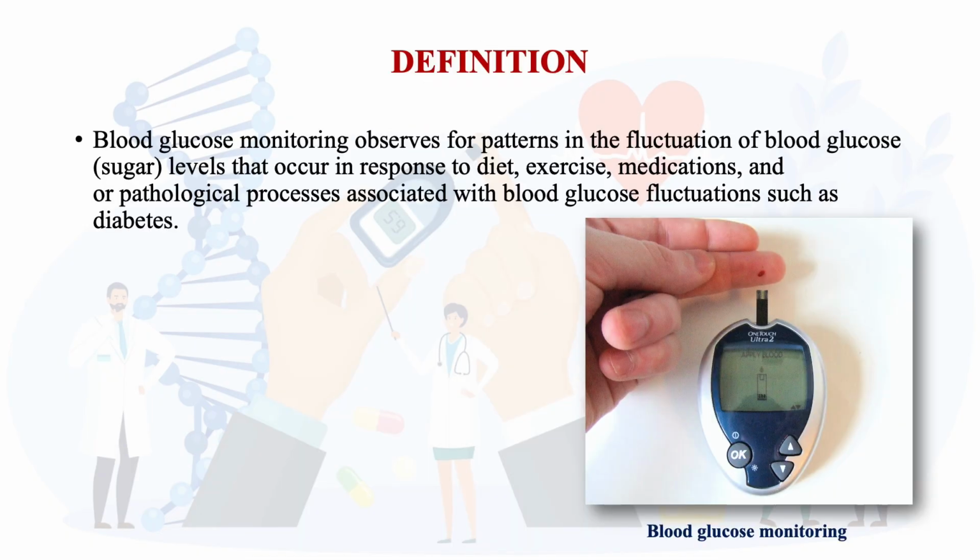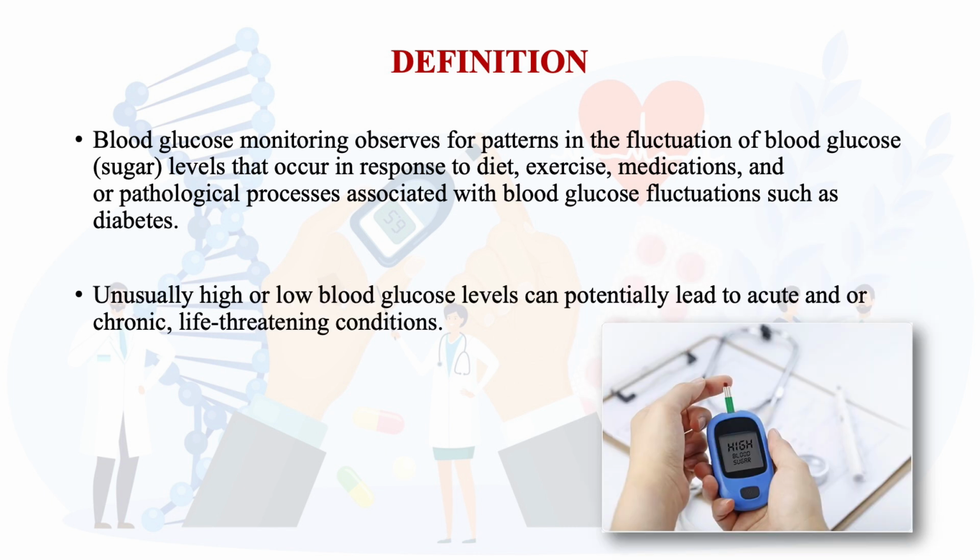Talking about the definition of blood glucose monitoring. Blood sugar monitoring is also known as blood glucose monitoring. Blood glucose monitoring observes for patterns in the fluctuation of blood glucose levels that occur in response to diet, exercise, medications, and/or pathological processes associated with blood glucose fluctuations such as diabetes.